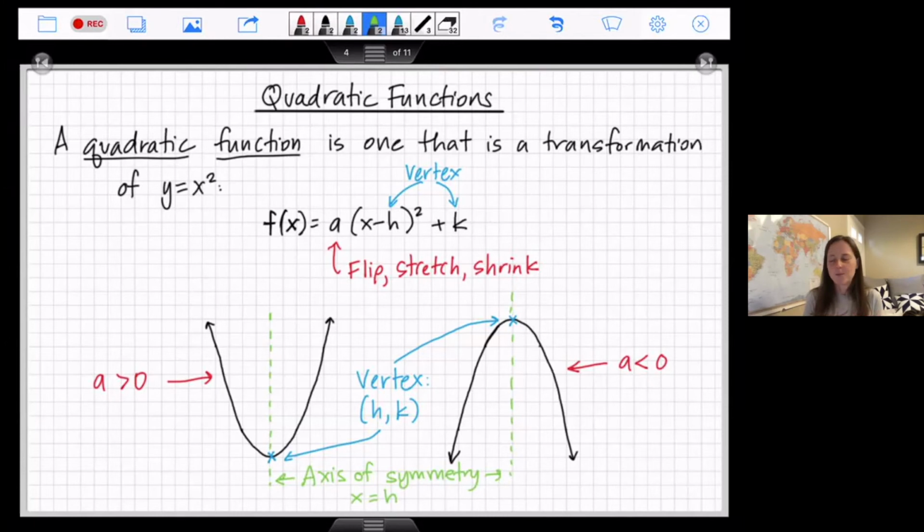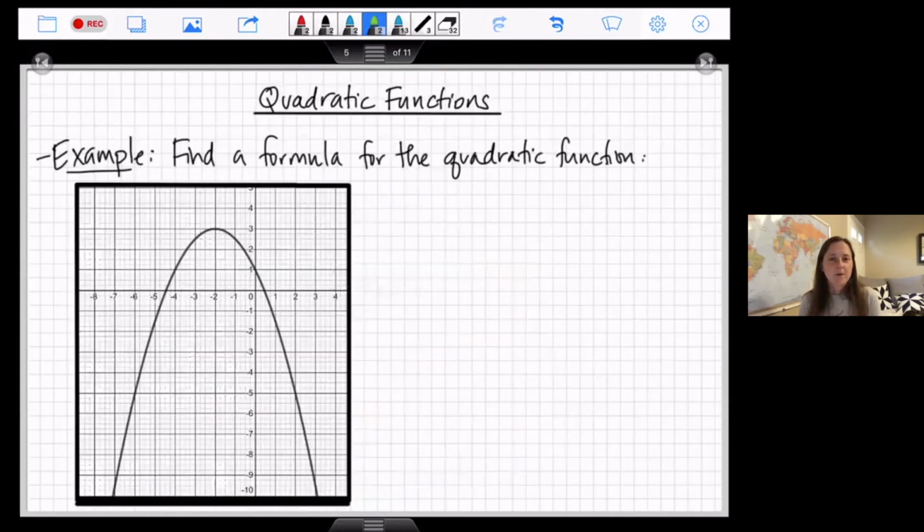All right, so let's see if we can put this all together and come up with the equation of a parabola. So I've graphed a parabola for us here, and we're going to try to find the formula for this quadratic function. So I'm going to remind us of our function, f of x equals a(x minus h) squared plus k. All right, so we need to figure out the values of a, h, and k to be able to have this formula for this function. So the first thing that I'm going to do is figure out the vertex. This is the easiest part of the formula to do. So my vertex is sitting up here at (-2, 3). And those tell me what my values of h and k are.